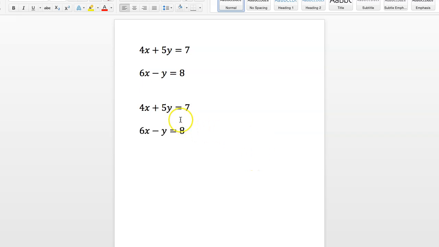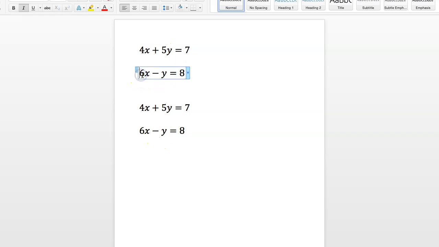So we have 4x plus 5y equals 7, and 6x minus y equals 8. There's two ways I can solve this, and I'd like to look at both ways. The easier thing to do on this problem, to be honest with you, is to eliminate the y's. And let's do that. And notice I have minus y here, and that makes 5y vulnerable.